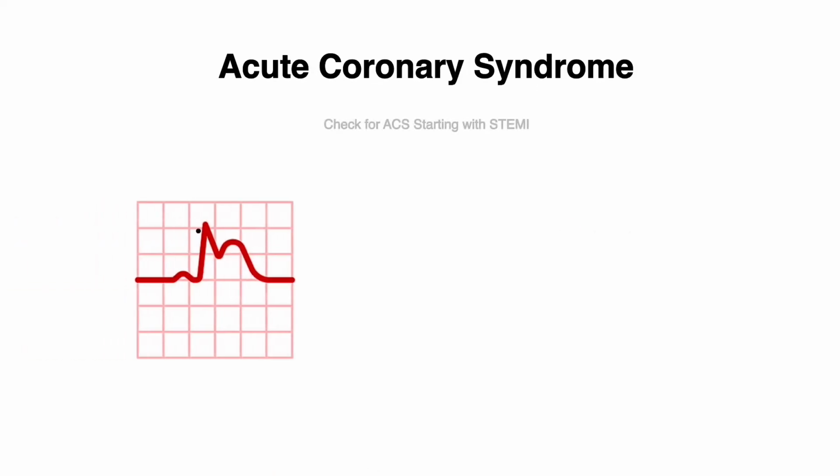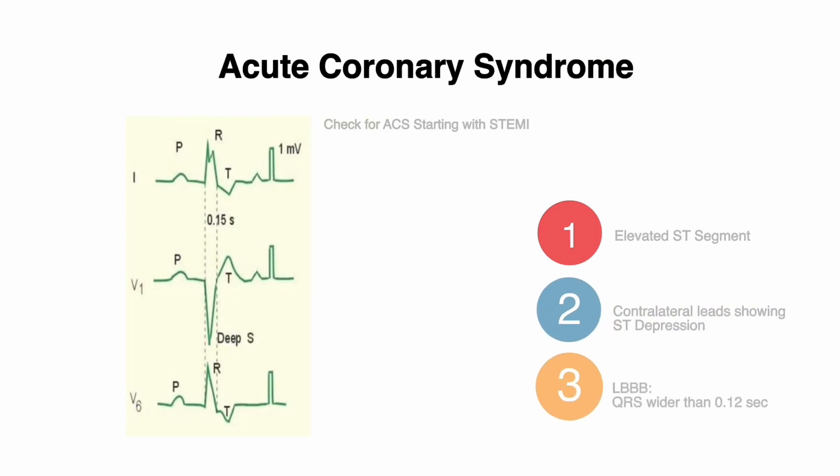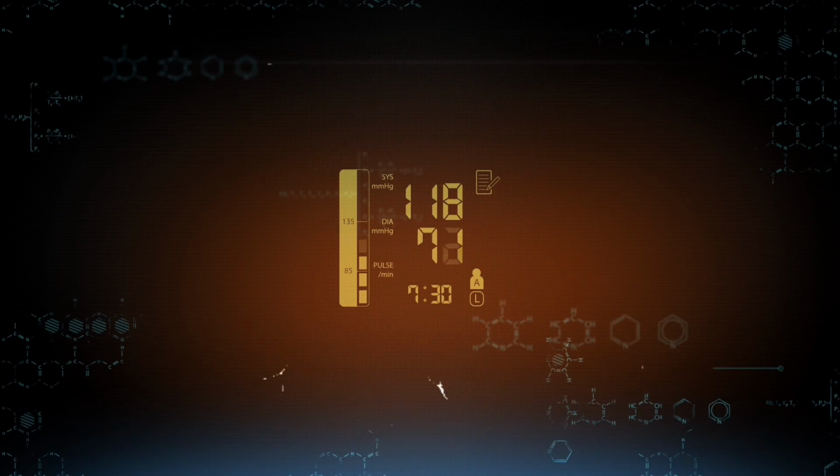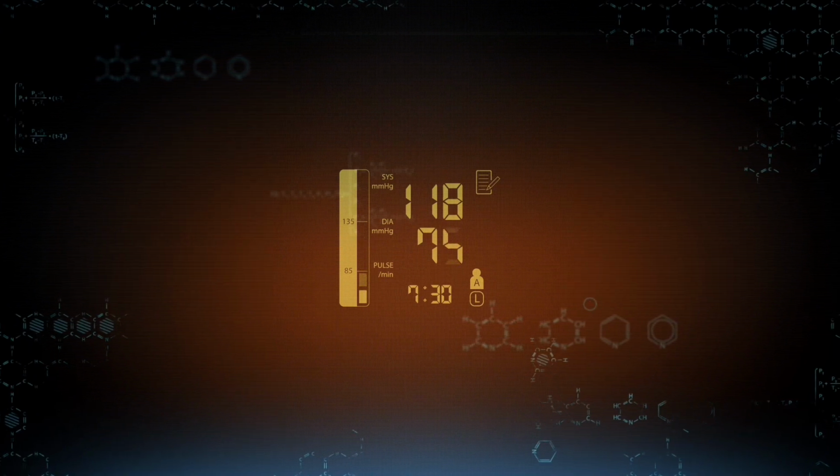Check for acute coronary syndrome or ACS starting with STEMI. Look for localized ST elevations on the ECG or a new left bundle branch block, LBBB, with acute coronary syndrome symptoms. If STEMI is ruled out, assess for other life-threatening conditions using clinical findings and the ECG.